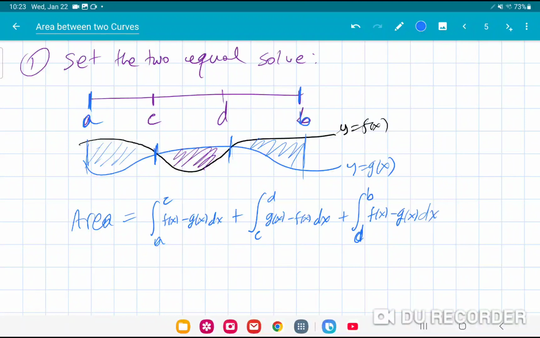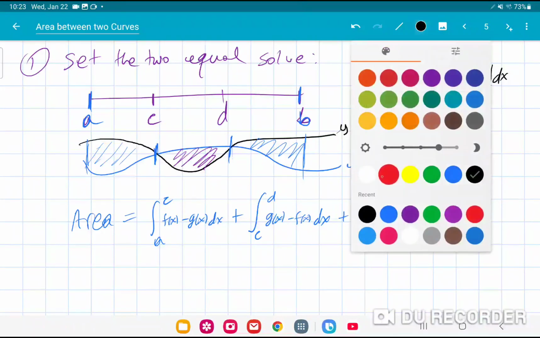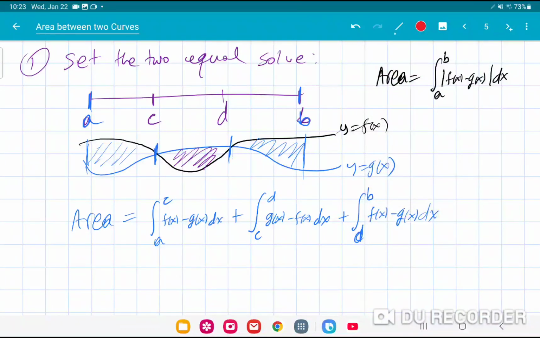Well, there is a shorthand for this. The actual formula, which we don't really use in calculations, is that the area is the integral from a to b of the absolute value of f of x minus g of x, dx. That's actually what we are doing when computing this integral. So that's actually the formula, but I didn't state it earlier simply because this is not a working formula.